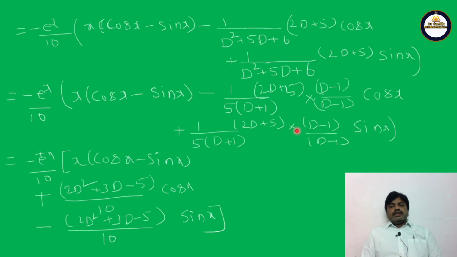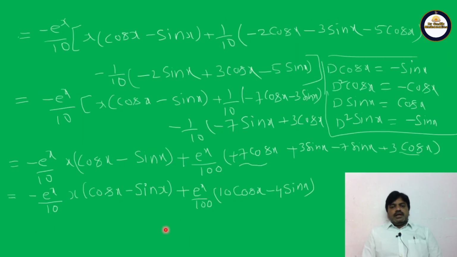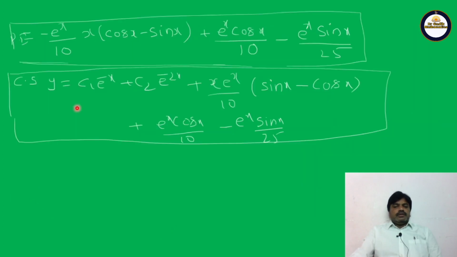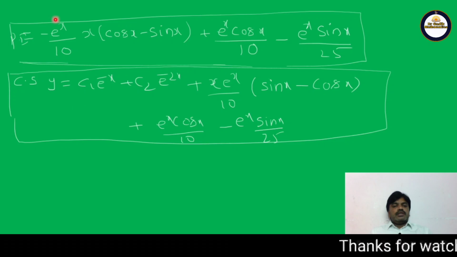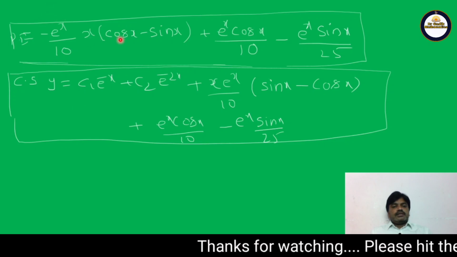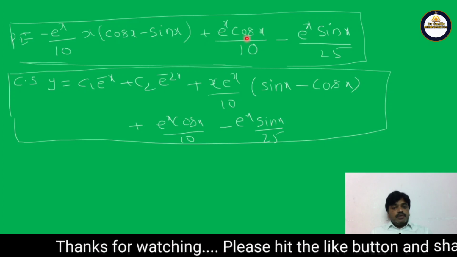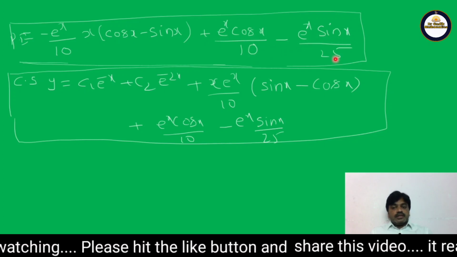Now I multiply with 2d plus 5d minus 1 here, and the denominator is d square minus 1, and we get minus d square minus 1 minus 2. So I get plus here, and for the second term we get negative here. Minus 1 by 10. And then I multiply with cos x here, and here sin x. Simplify it, and then finally I get minus e power x by 10 x of cos x minus sin x plus e power x cos x upon 10 minus e power x sin x upon 25.